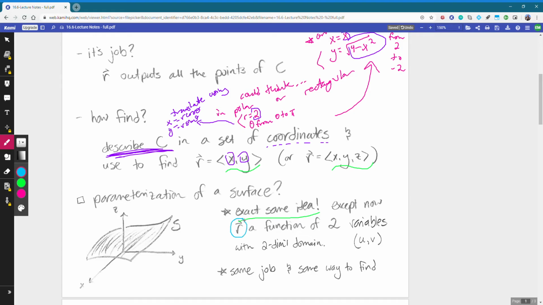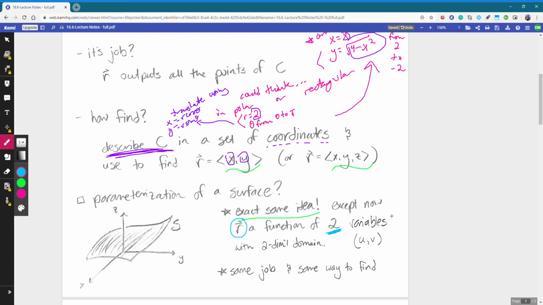It's still a vector function, but now, because a surface is two-dimensional, one parameter t is not going to cut it. If we want to describe this two-dimensional surface floating around in space, we need to use two parameters. So our parameterization is going to be in terms of two variables.